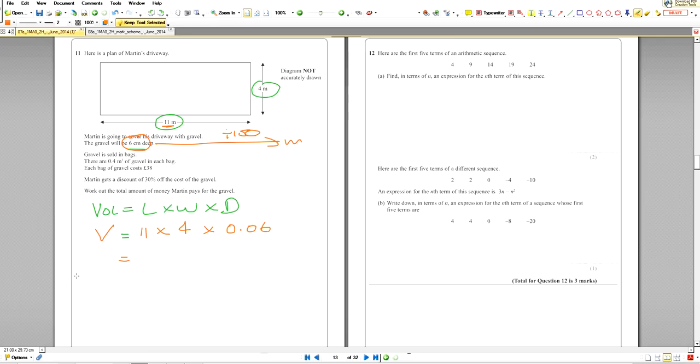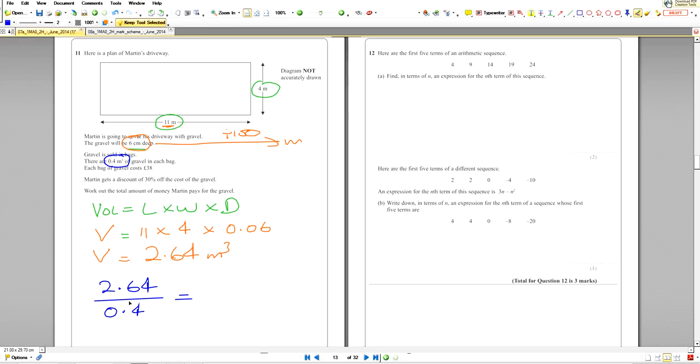So can somebody give me an answer for that first of all, please? That is what? It's 2.64. 2.64 meters cubed is the volume of the drive. Now, if you look at the question, it says that the gravel is sold in how many meters cubed? 0.4. So we now have to calculate the number of bags that he needs. This is the volume that we need divided by 0.4, which is how much is in each bag. See how many bags would fit in there.